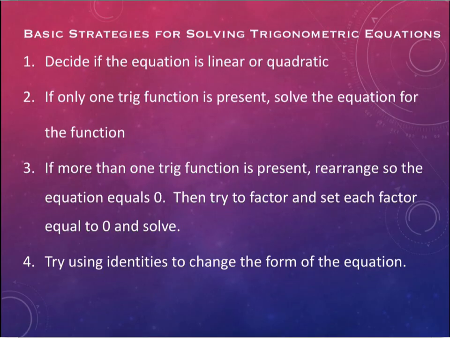Okay? Third thing, if more than one trig function is present, we're going to rearrange the equation so that it equals 0. That's actually what you do with quadratics as well. You try to get everything on the same side and a 0 on the other side, and then we manipulate from there. So everything on the same side, 0 on the other side, and then we set each factor equal to 0 and solve. That is how we deal with quadratics. Okay? And then number 4 is that we're going to try using identities to change the form of the equation.